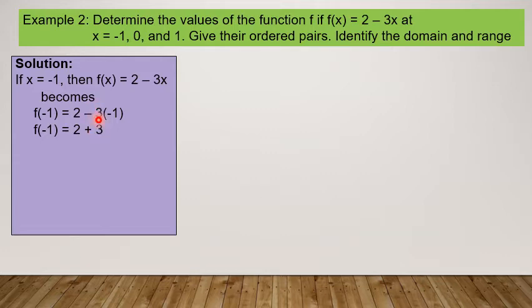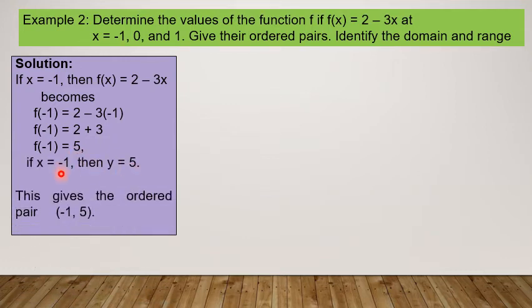According to the law of integers, if both are negative and we multiply, the result is positive. Then we have 2 plus 3, which is 5. So this is the range, 5, and the domain is -1. So the ordered pair is (-1, 5).